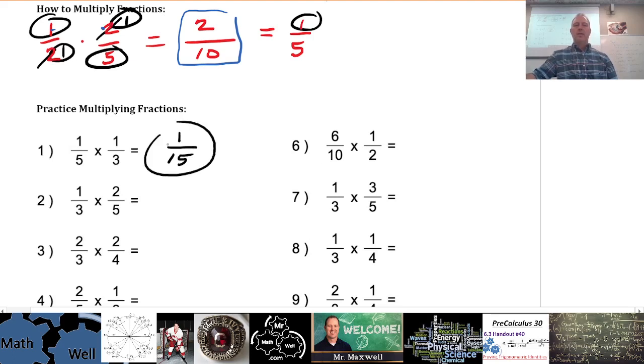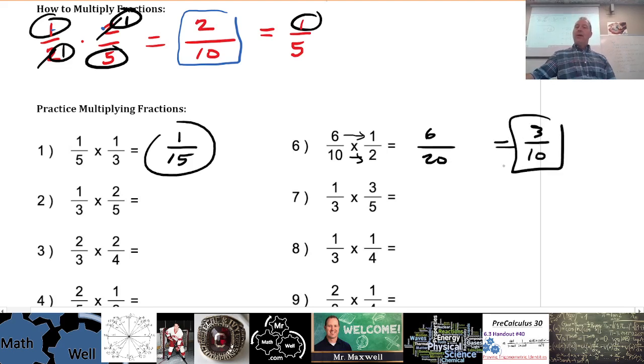There's our answer. Now, let me skip over to number 6. You can do this two ways. You can go ahead and go 6 times 1 is 6, 10 times 2 is 20, and then simplify from here. You can divide both those by 2, and you get 3 over 10, and that looks to be in simplest form.